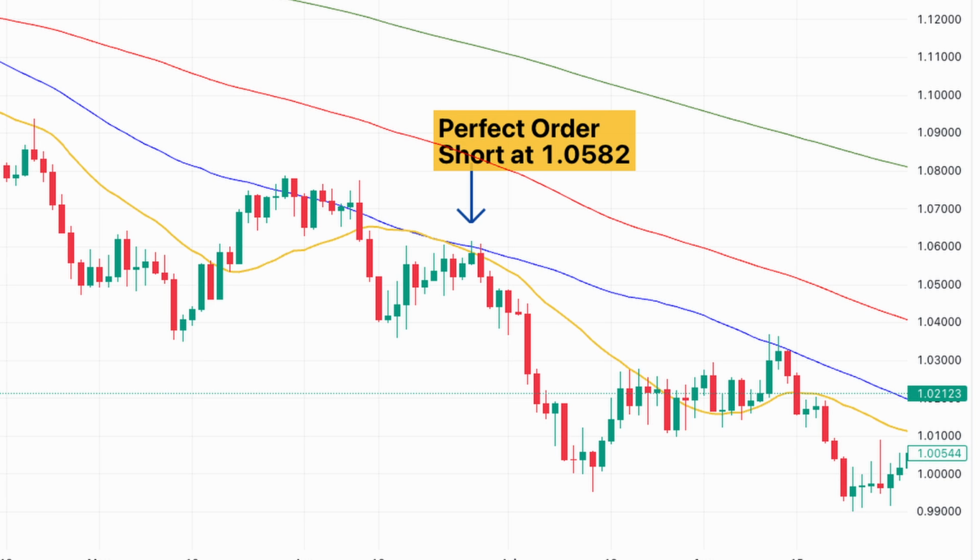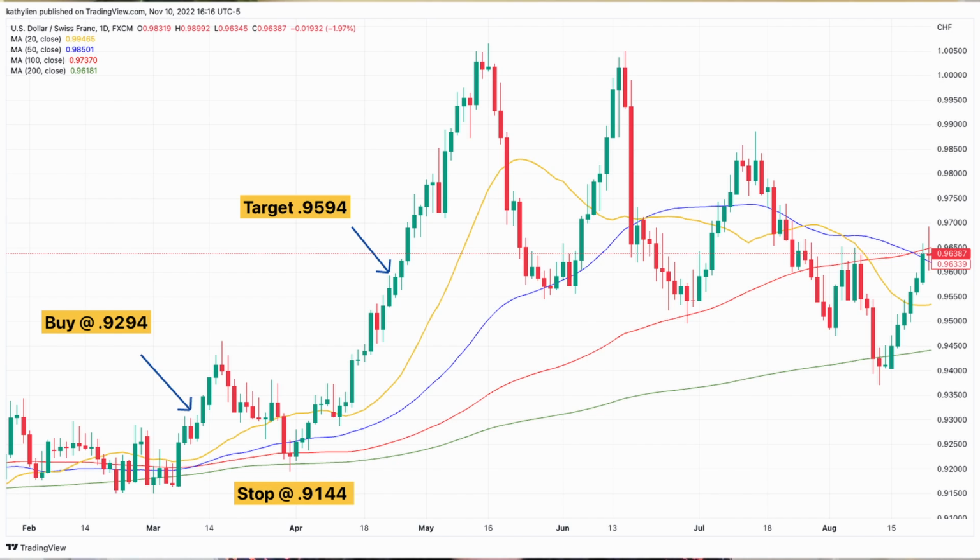Trading this setup is simple. All you want to do is wait for the perfect order to form when the moving averages move in perfect alignment. You can see that happening on this dollar Swiss chart, where the 20, which is the yellow line, is above the 50, the blue line, which is above the 100, the red line, and 200, the green line. When you see this perfect order form on a closing basis, and the price is above all of the major moving averages, it is time to buy.